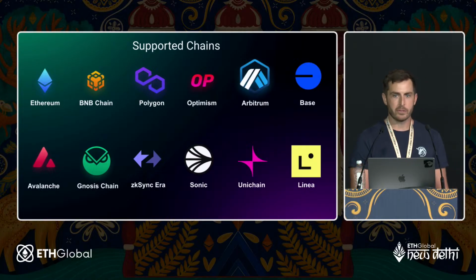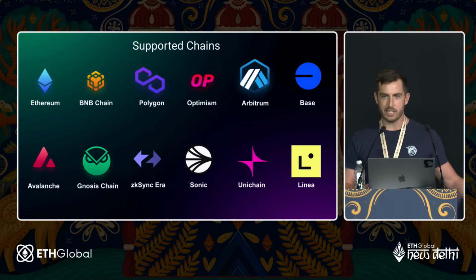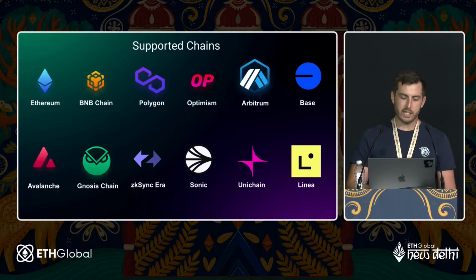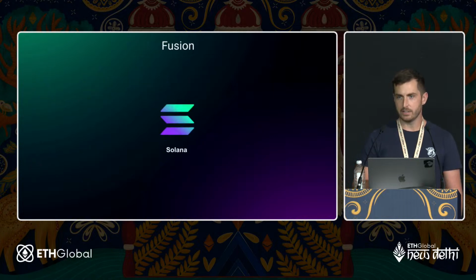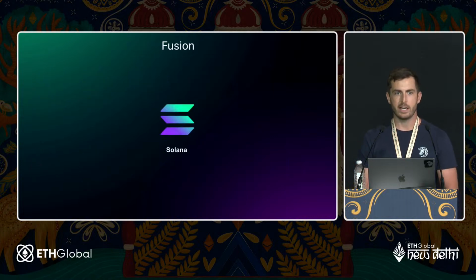Right now, our 3 swap protocols are available on these 12 chains. And you may notice that these chains are all EVM chains. We just launched on Solana with our Fusion and Fusion Plus, and this marks the beginning of our branch into the non-EVM world, which we'll discuss a little bit later.